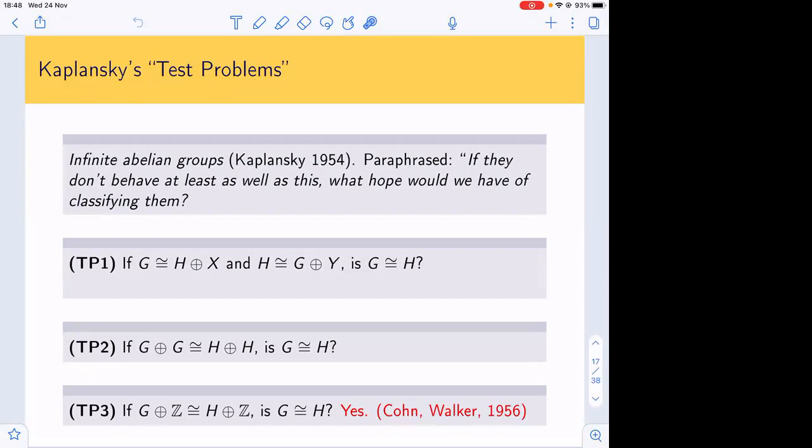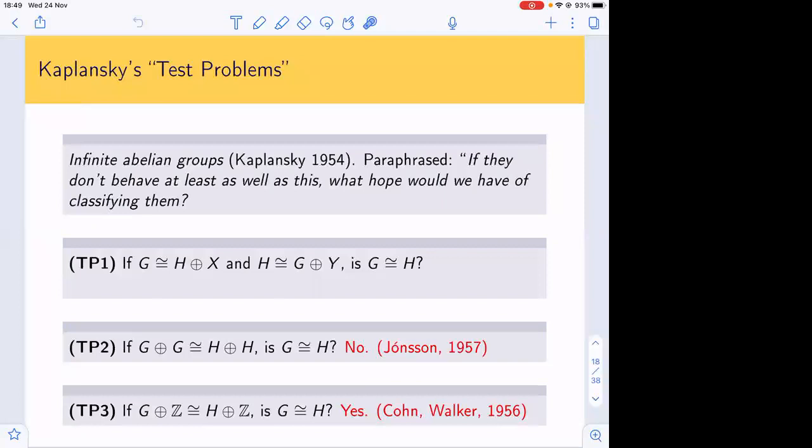But for the other two problems, the next one to be solved, again fairly soon, by Jonsson, the answer is no. Jonsson described a rather strange and intricately constructed pair of groups that he could prove were not isomorphic, but where G plus G was isomorphic to H plus H. Which seems a rather bizarre thing to happen, but he showed the answer to that was no. So if you think of things like Kaplansky, it's now becoming less hopeful that we can have a classification of infinite abelian groups.